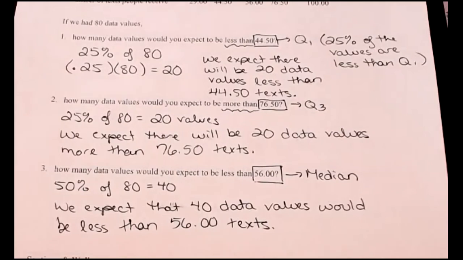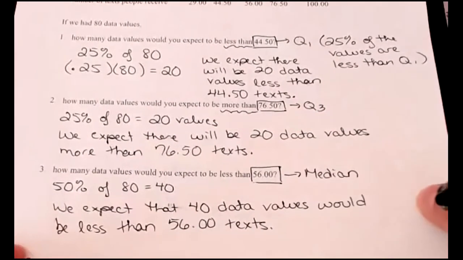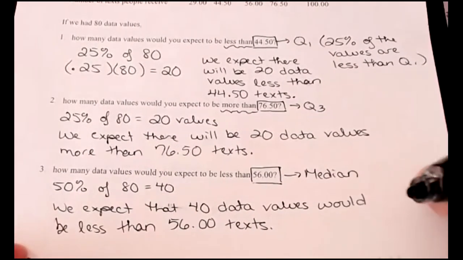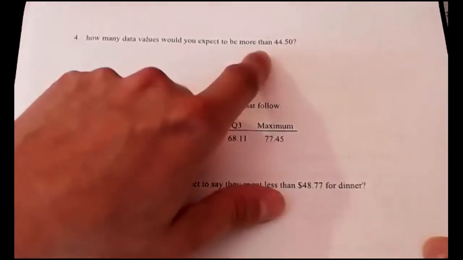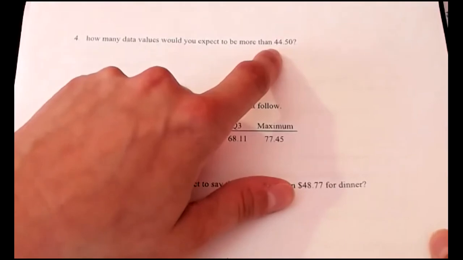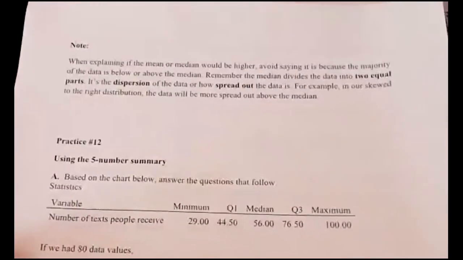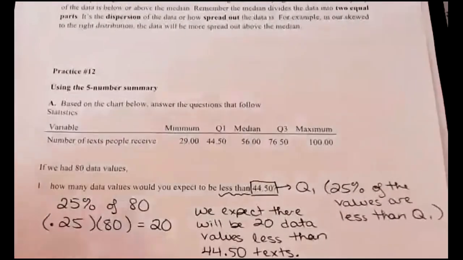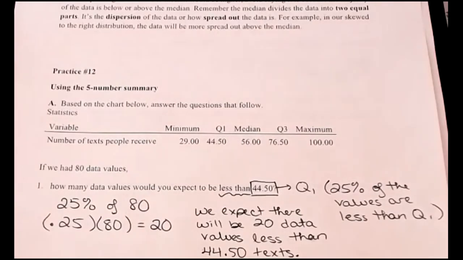Very nice. Look at number 4. Turn the page. It's still based on the same chart, the same 5-number summary. So I'm just going to flip there real quick so we can look at number 4. Number 4 says, how many data values would you expect to be more than 44.5? So if you go back, what percent of the data would be above a 44.5? 50. Just 50? 75. Aha, 75%.